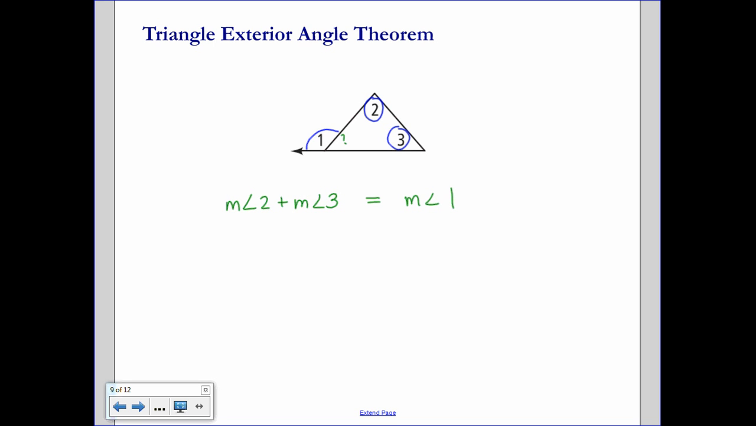So if you have any old triangle, let's draw a triangle over here. Okay. If I extend one of these sides, let's say I want to extend this side, to create what's called an exterior angle, it equals the sum of the two angles inside the triangle that are not adjacent to it. So any triangle that you draw, if you extend one of the sides, create an exterior angle, it equals the sum of the other two angles that are inside and not adjacent to it.